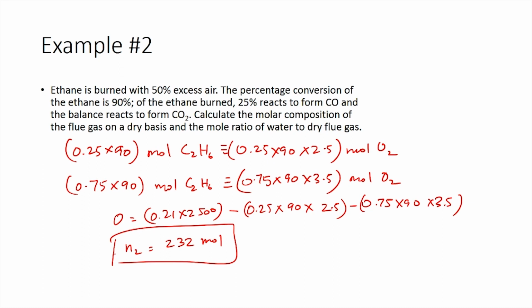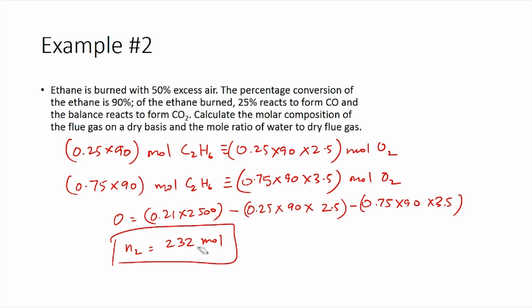With this, we have calculated the number of moles of each of the components present in the product gas which is formed. We also need to calculate the molar composition of the flue gas on a dry basis and the mole ratio of water to dry flue gas. This can be done by calculating the total number of moles, ignoring the moles of water, which would be the dry basis. Let us try and do this for the next part.